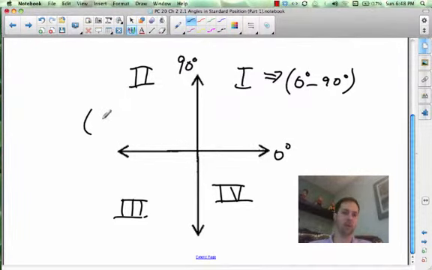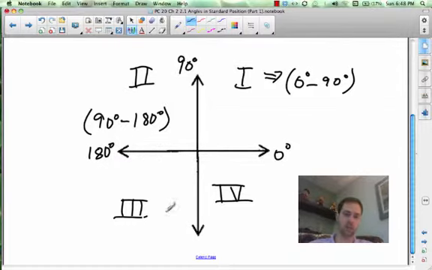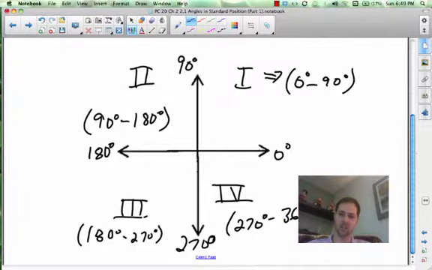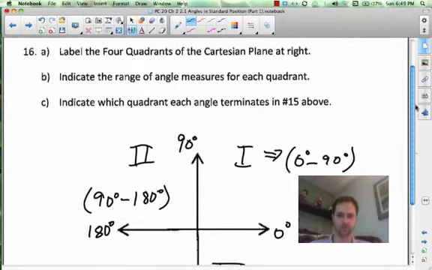So then we pick up from there. Quadrant 2 goes from 90 degrees to 180 degrees, of course non-inclusive again. This is your 180 degree line right here, and you add another 90 degrees, and quadrant 3 goes from 180 degrees to 270 degrees, and then quadrant 4 finishes off the rest of the way, 270 degrees to 360 degrees. So increments of 90 degrees for each quadrant.